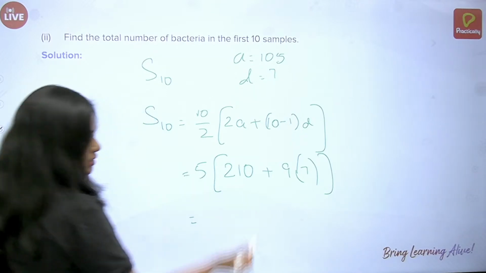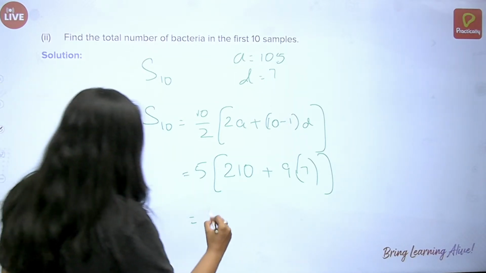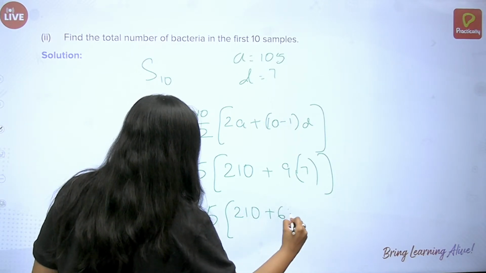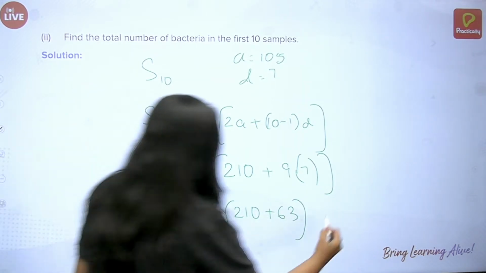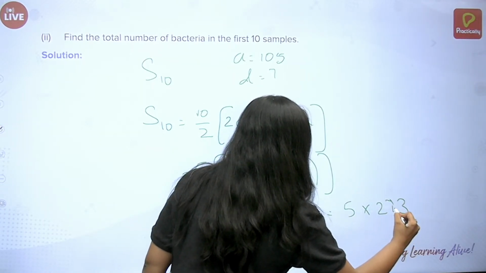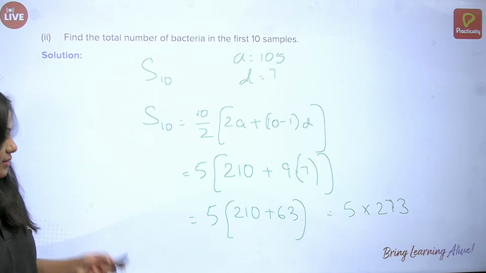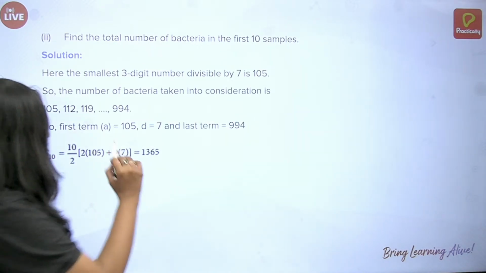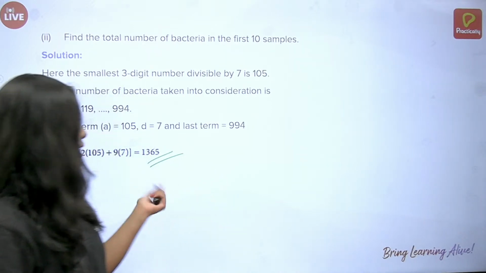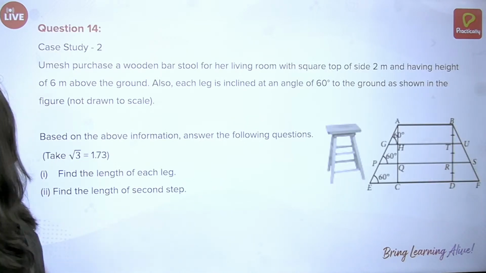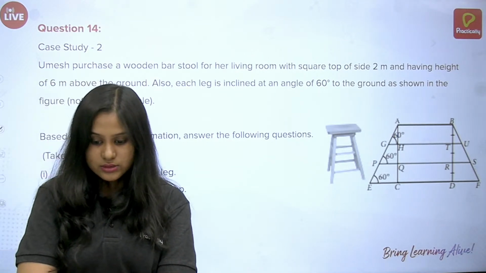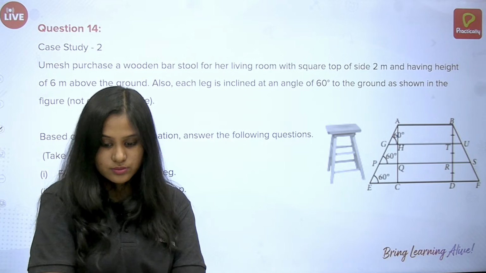Is anyone going to tell me the answer? 5 of 210 plus 63. That is 5 into 273. Right? What is 5 into 273? 1365. Alright. So, this is our answer. Next. Okay, this is the last case study question.